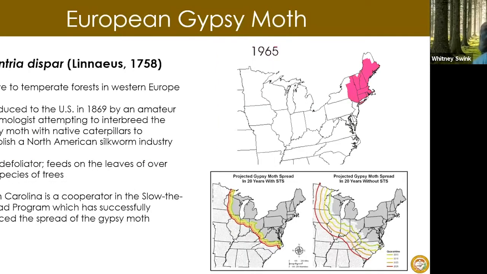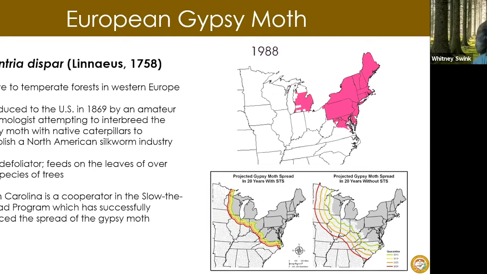Gypsy moth. So this is another one that I'm sure most of you have heard of before, even if you've never had to experience it. I always like to include this animated map to show the spread over time in the United States. So this one has actually been here a long time, since the 1800s, and it was accidentally introduced. It was brought over by an amateur entomologist who wanted to try and crossbreed it with a native insect in order to produce a silkworm industry here in the United States. But unfortunately, a storm came through, knocked over his jars, and gypsy moth escaped, and here we are today.